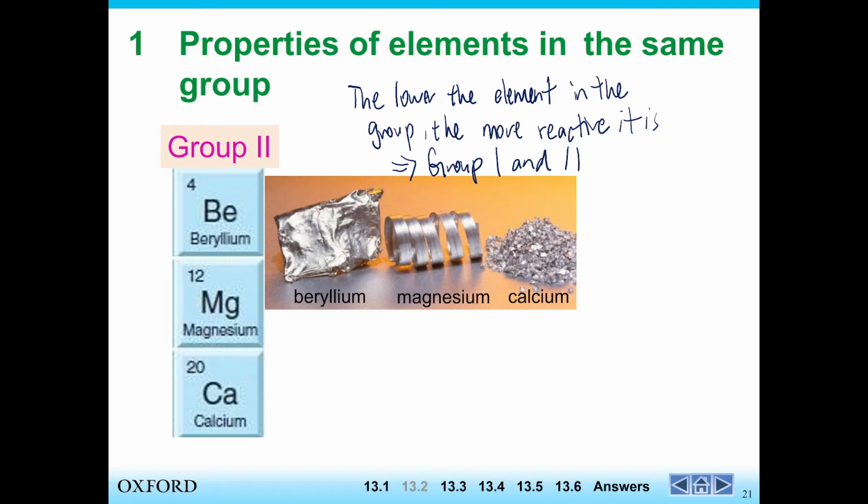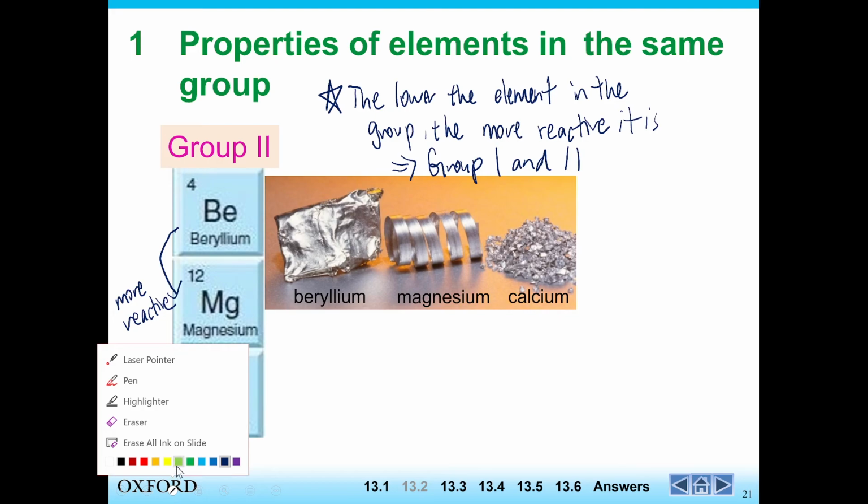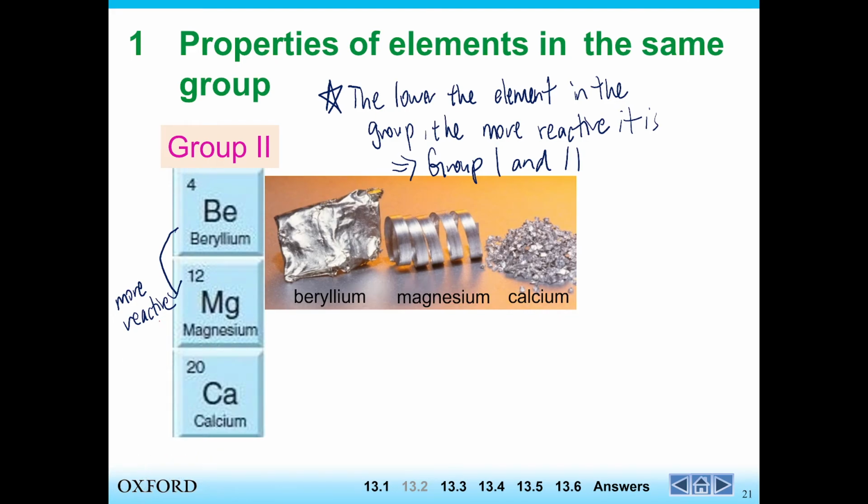Now, for group 7, it's the opposite. But for now, let's just focus on group 2. The lower the element in the group, the more reactive it is. So let's say I have beryllium here. Magnesium is more reactive than beryllium. Makes sense? Because it's lower in the group. But when I go even lower, even further, calcium is even more reactive than magnesium.